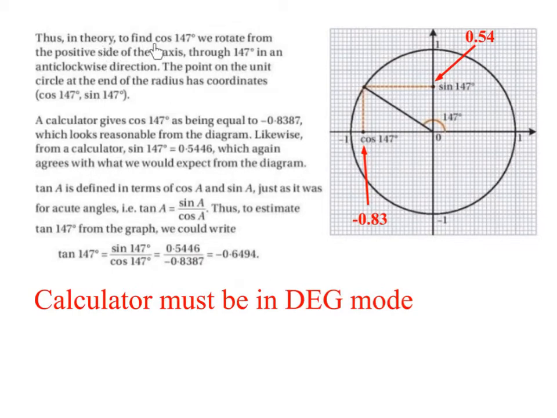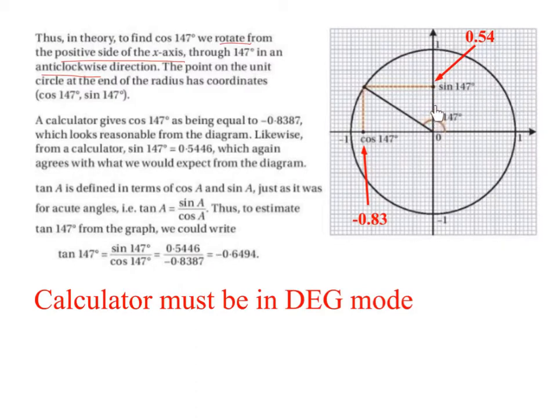Thus, in theory, to find cos of 147 degrees, we rotate from the positive side of the x-axis through 147 degrees in an anti-clockwise direction. So this is the positive side of the x-axis. This entire horizontal line is the x-axis, and this particular part here is the positive part of it. So what we do is we rotate anti-clockwise. And we keep going until we get 147 degrees.